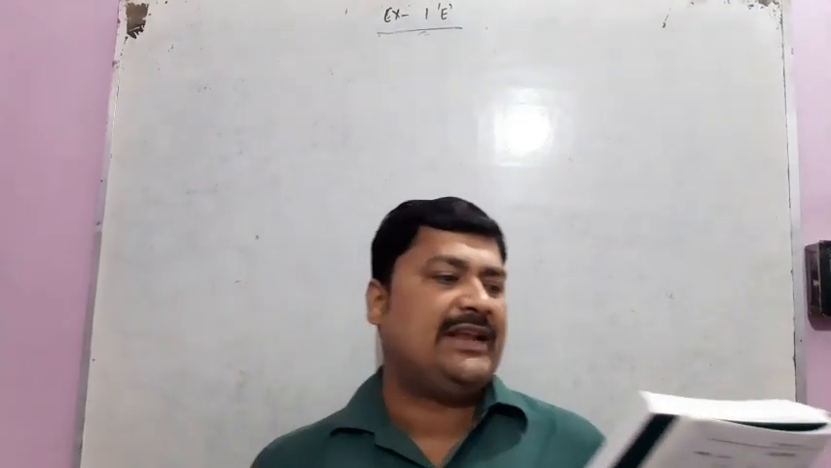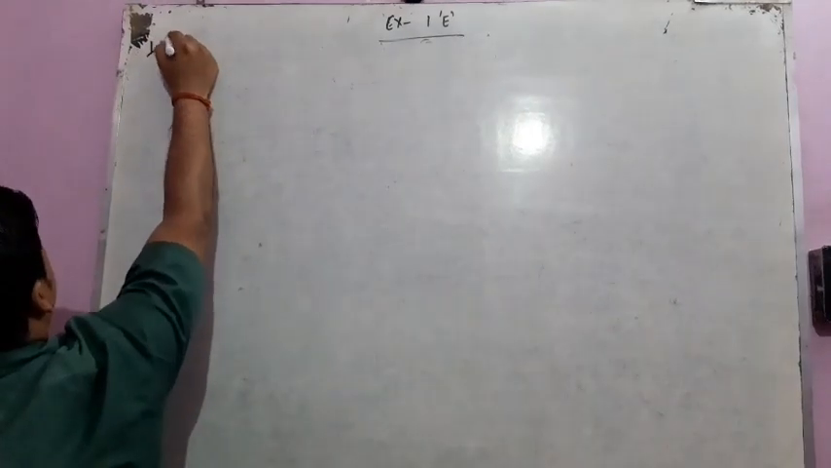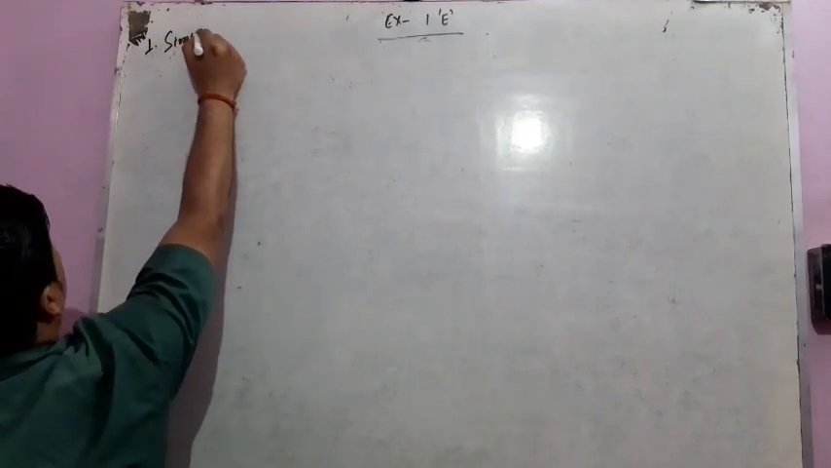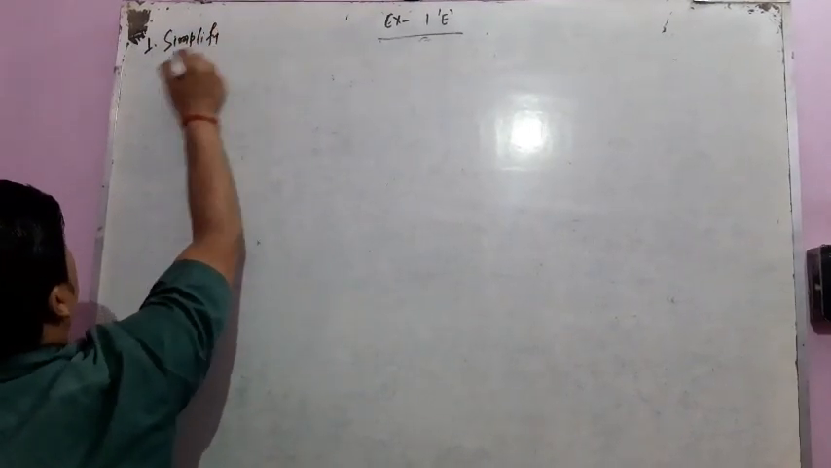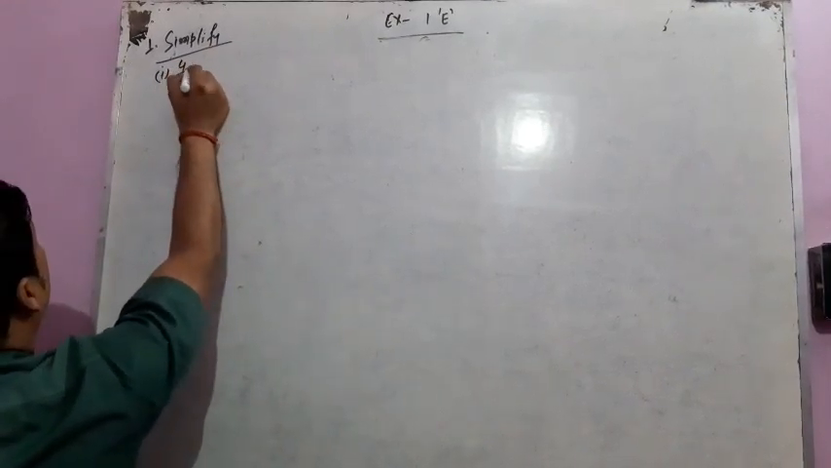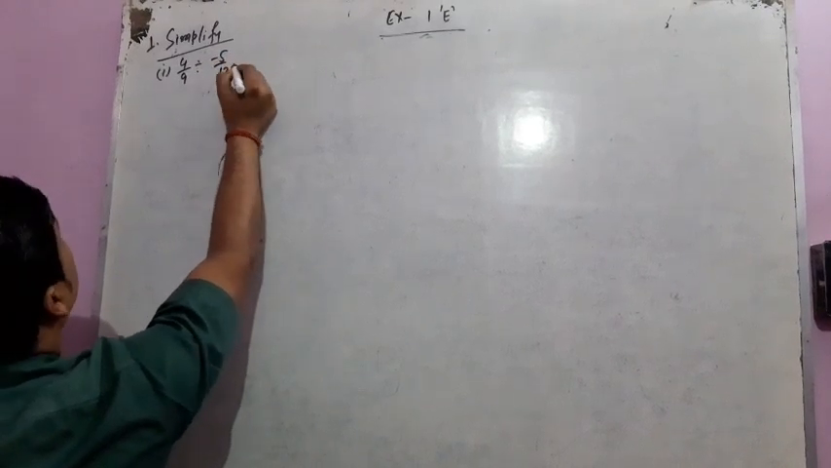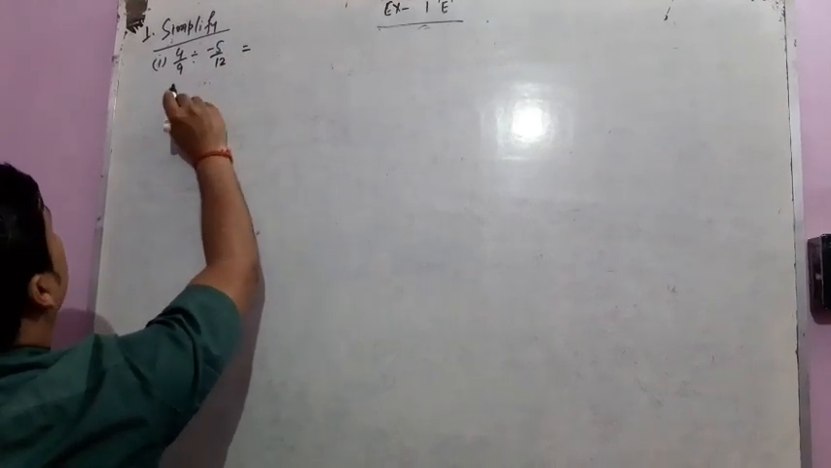Here the very first question is simplify. The first question is simplify. In this, the first is 4 by 9 divided by minus 5 by 12. Now we have to solve it.